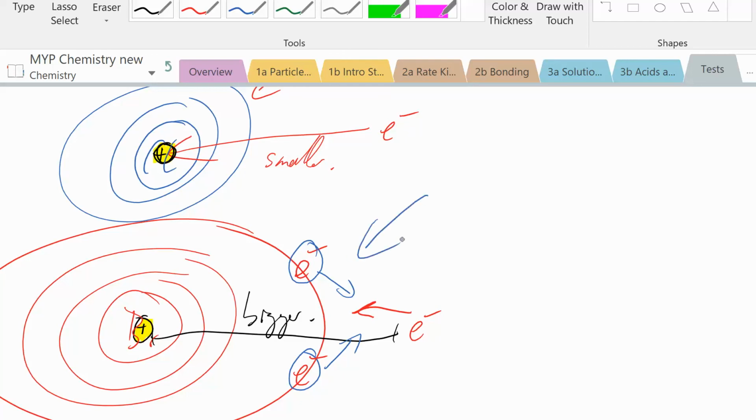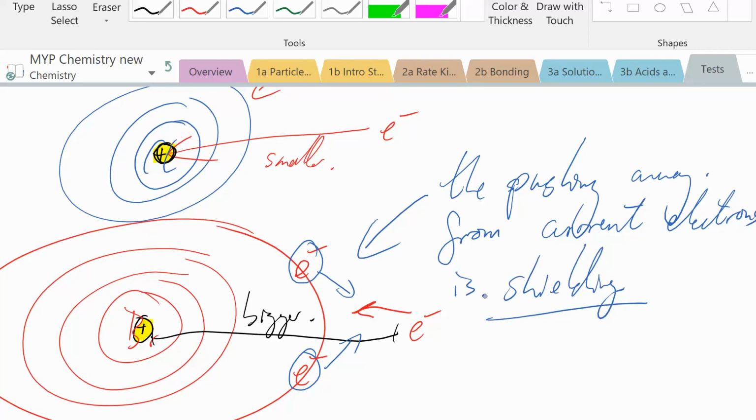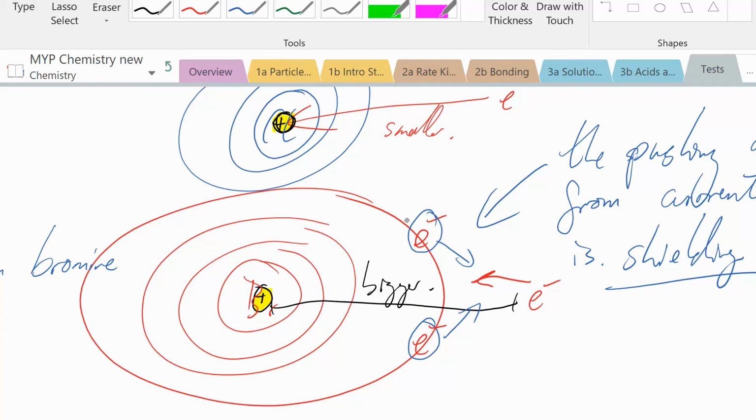And this effect, so the pushing away from current electrons, so electrons which are already part of the atom, this is known as shielding. So this is what shielding means. So effectively, the extra electrons in this shell of bromine are going to shield the attractive force between the positive nucleus in the center here, to the electron which is trying to join the atom. Okay.